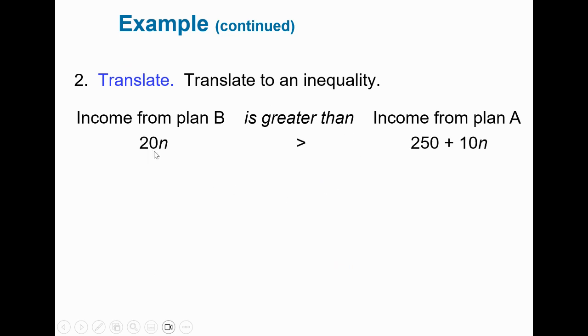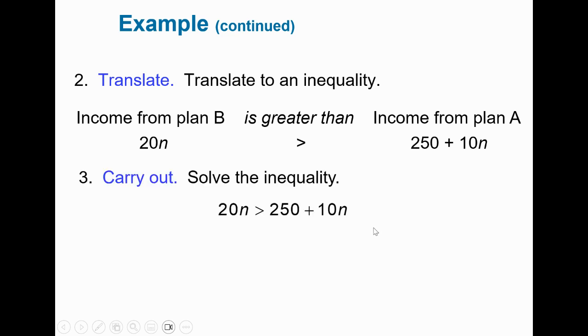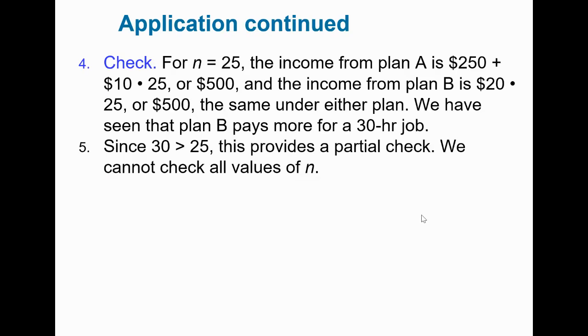All right, here's Plan B, $20 times the number of hours. Plan A is $250 plus $10 times how many hours. So solving the inequality here, I'm going to subtract 10n on both sides, divide through by 10. Whenever she works 25 or more hours, Plan B is going to be a better plan for her. At 25 hours, Plan A would give her 500, Plan B would also give her 500. We have seen that Plan B pays more for 30 hours. Since 30 is bigger than 25, this provides a partial check.